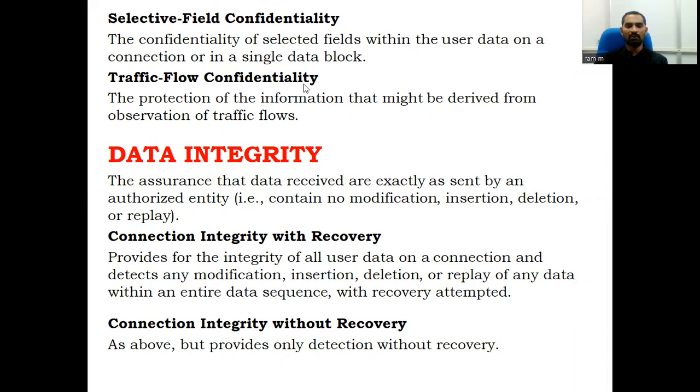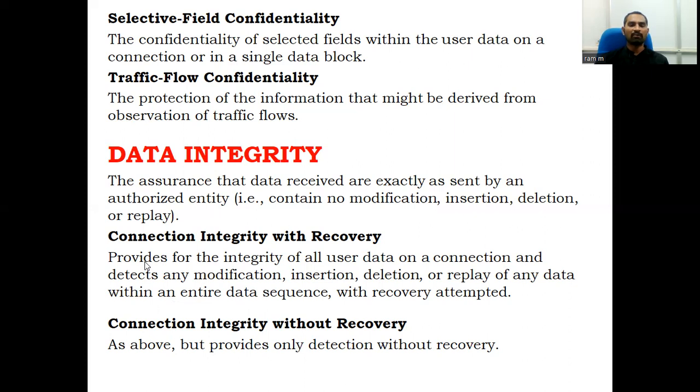Traffic flow confidentiality is the protection of the information that might be derived from the observation of traffic flows. There we provide the security. So up to now, we have considered three security services: authentication, access control, and confidentiality. Now we are going to see the fourth security service, that is data integrity.